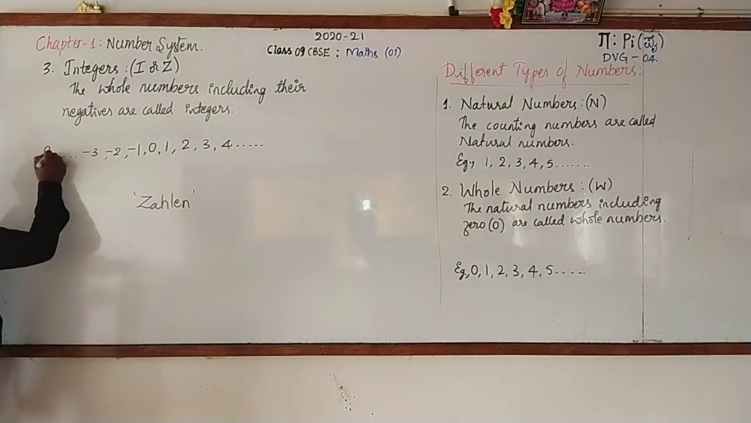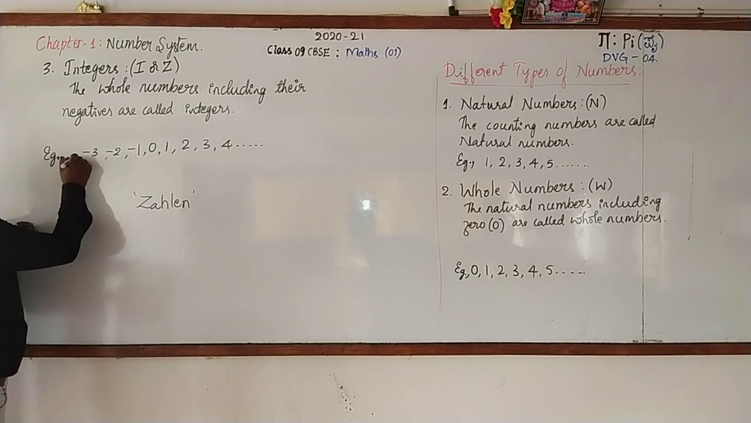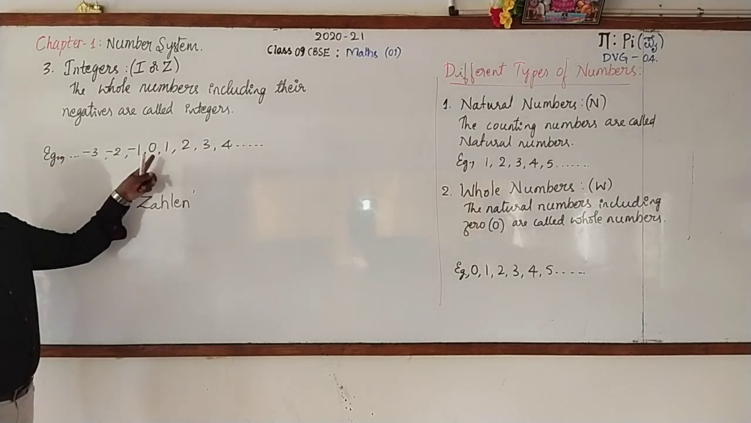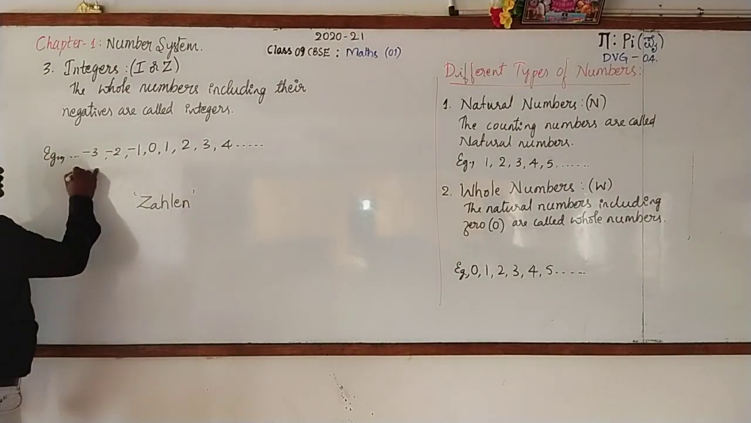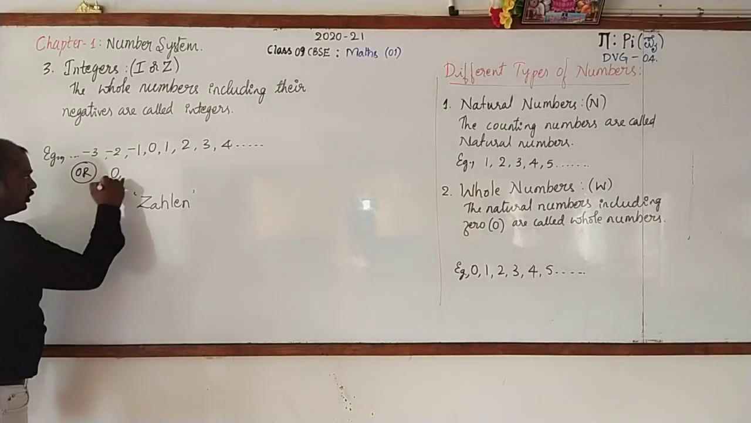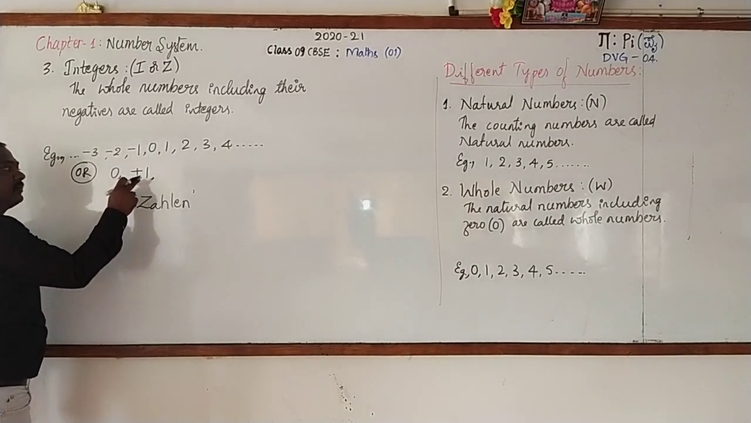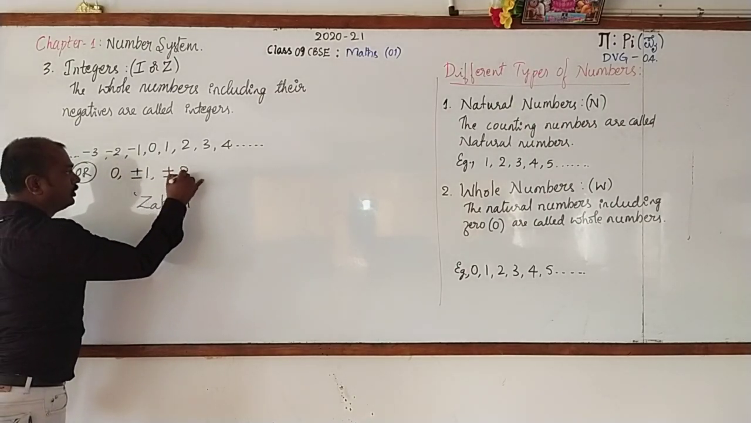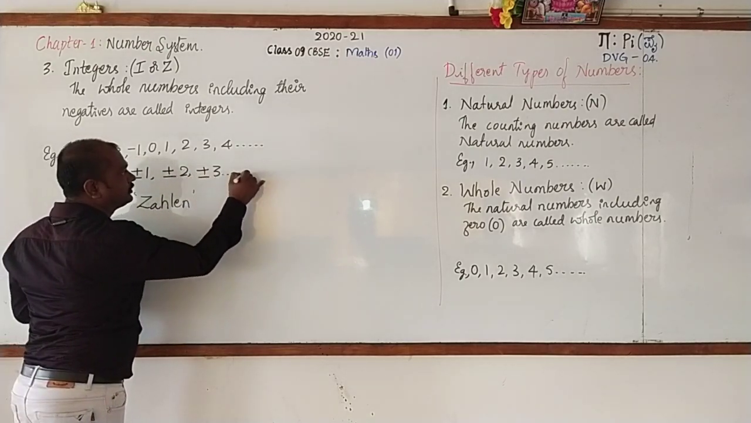Now, write down the examples. Minus 3, dot dot dot, minus 3, minus 2, minus 1, 0, 1, 2, 3, 4, and so on. Even this can also be written as 0, plus or minus 1, plus or minus 2, plus or minus 3.